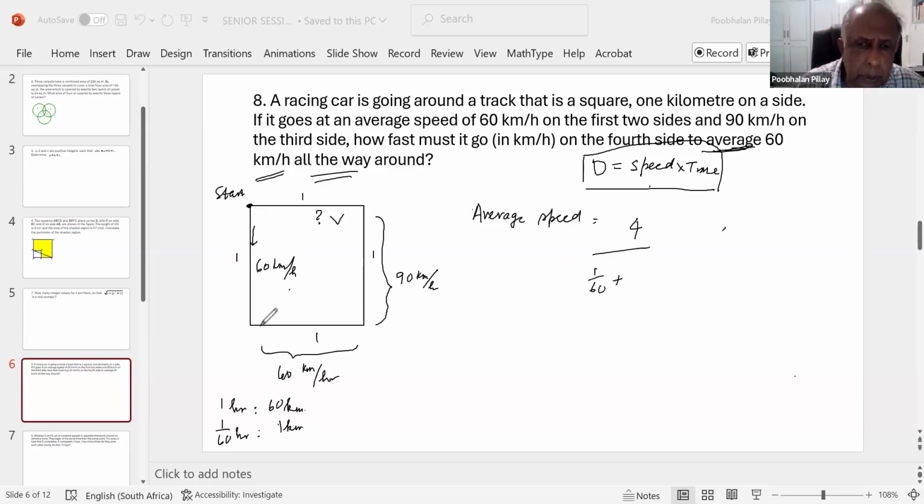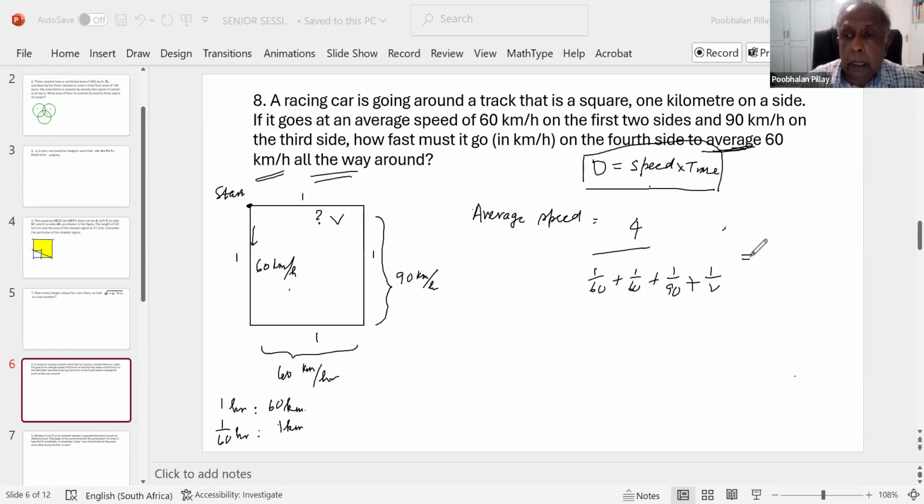And the time taken to do the second side of the square is also 1 over 60 because that distance is 1, same speed. Here, the speed is a little bit more. So it's 1 over 90, so you can see it takes a shorter time because it's traveling faster, right? It's traveling 90 Ks. So this is smaller than that one. But you still got this last part, which is your unknown, your V. So it's 1 over V. We don't know what this is. And that's a thing you have to calculate.